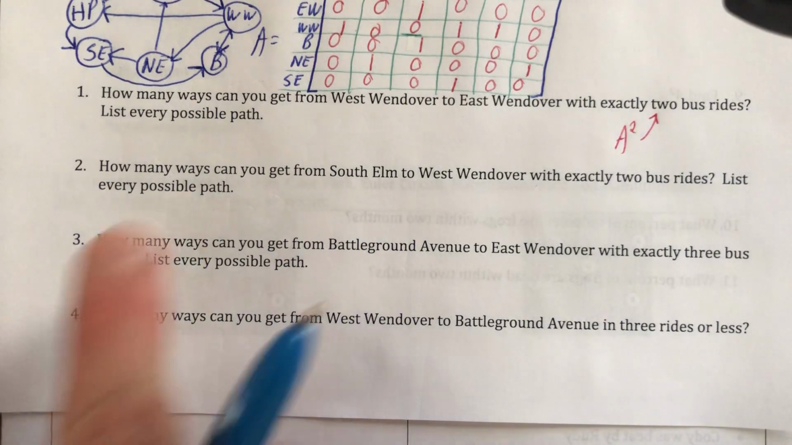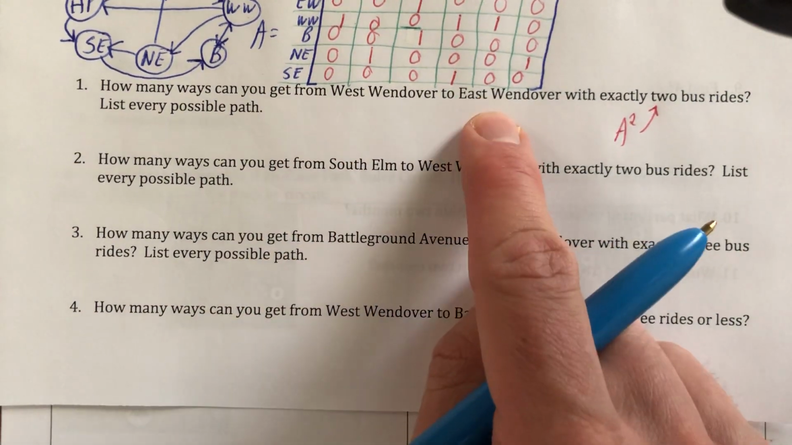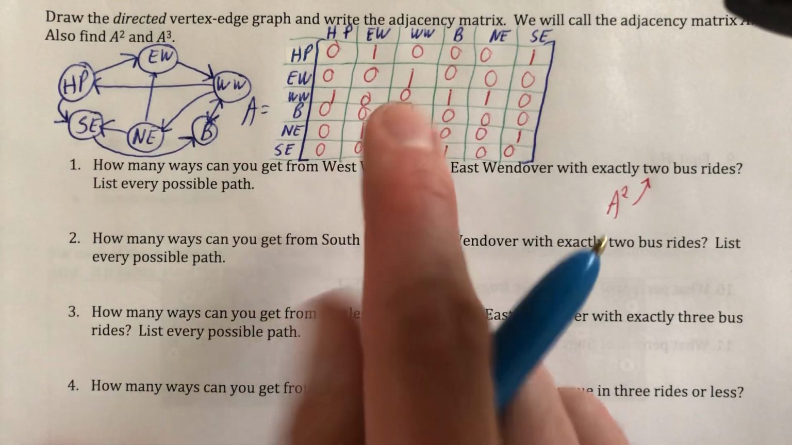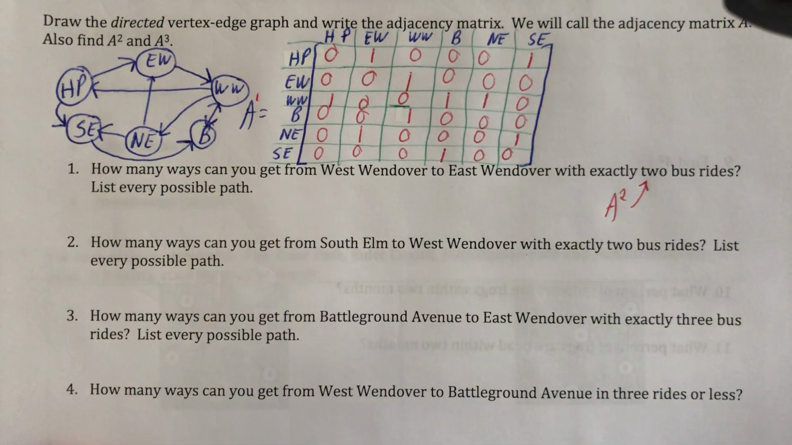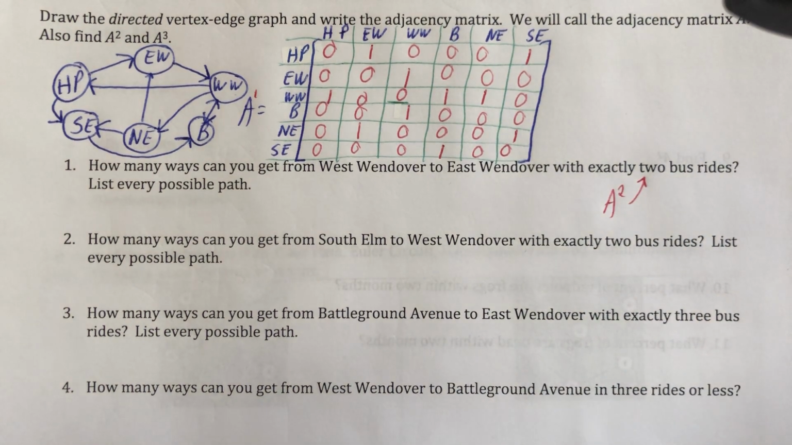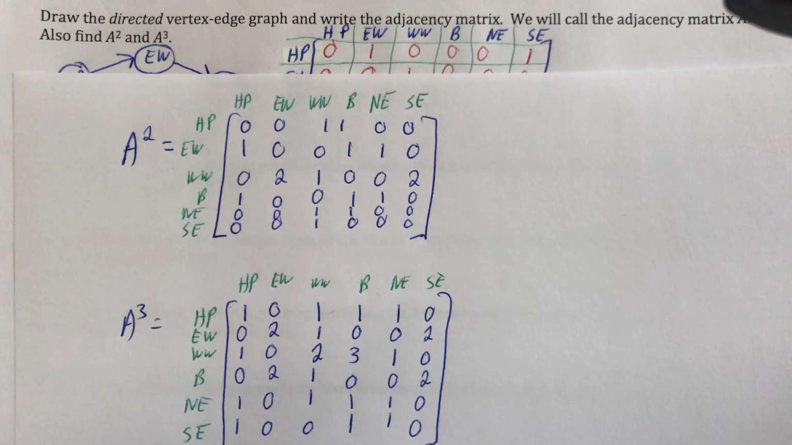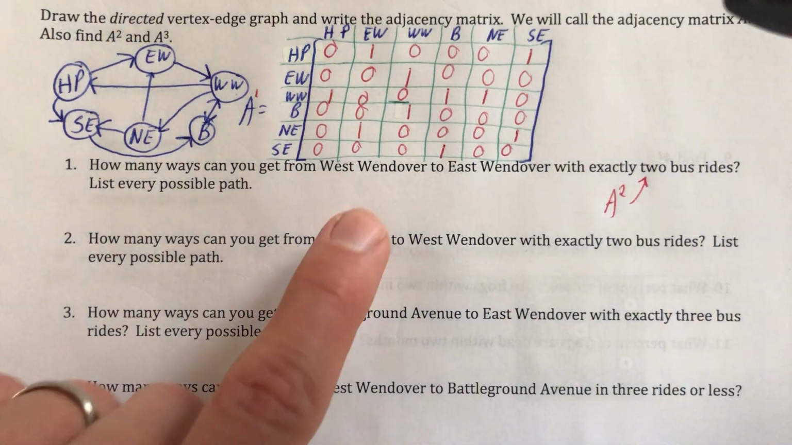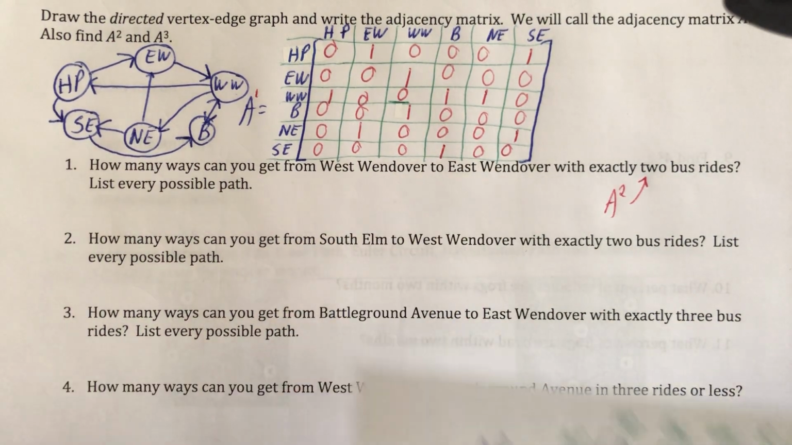List every possible path. So I want to go from west to east. Don't use this matrix. This is 1 bus ride, okay? Don't use that. We want to find with 2 bus rides. So I'm going to use A squared, and I'm also going to be looking from West Wendover to East Wendover.